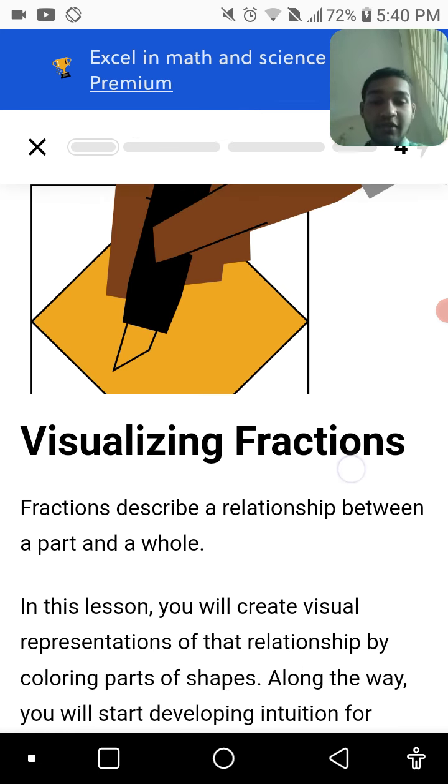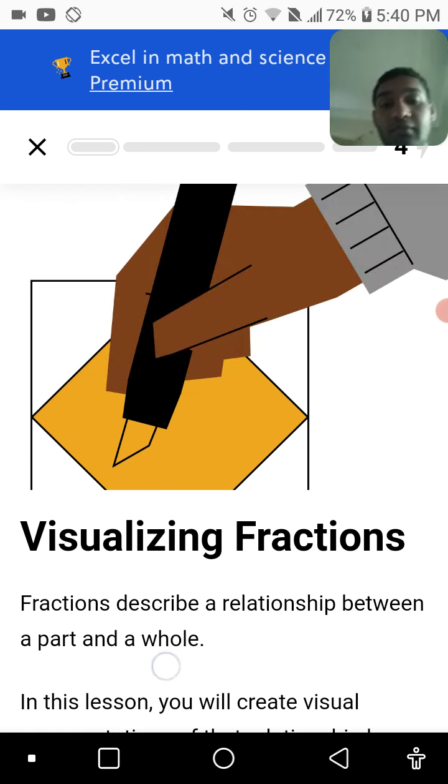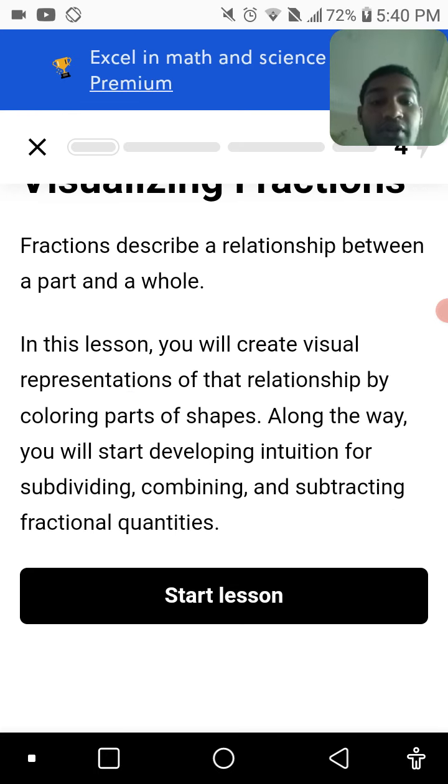So let's start. Visualizing fractions. Fractions describe a relationship between a part and a whole. A part and a whole. In this lesson, you will create visual representations of that relationship by coloring parts of shapes.